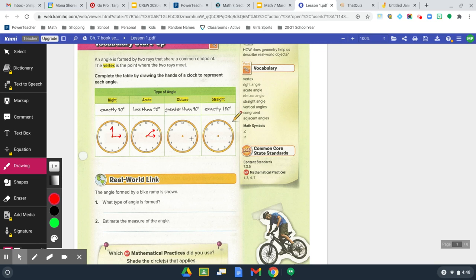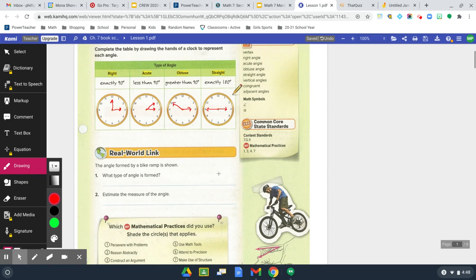Obtuse, greater than 90 degrees. So I'm going to stick with my 3 o'clock, and I'm going to show, let's say, 3:50. So that is an obtuse angle greater than 90 degrees. Straight at exactly 180 degrees. So let's say it is 3:45. Again, that's one example of what you could draw to create a straight angle.